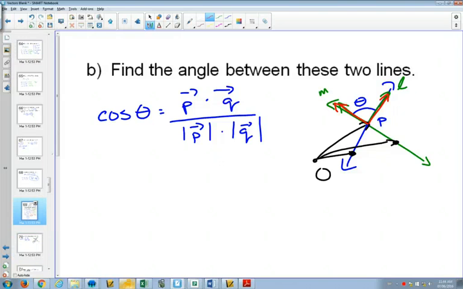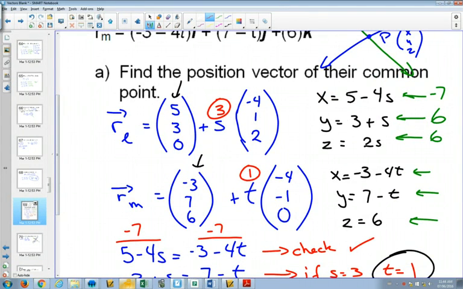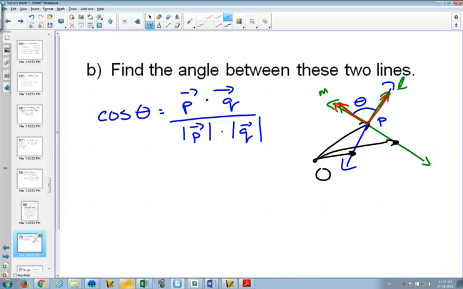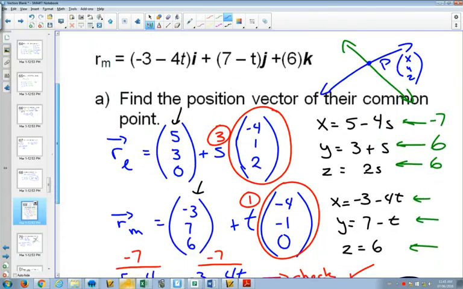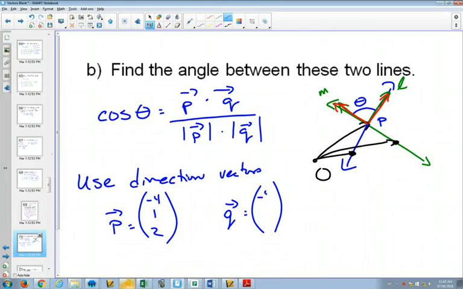What are those vectors, those red ones? Well, if we go back to our equation, these were our direction vectors. So we need to use the direction vectors. I'll say P is my direction vector for my first one. Q is my direction vector for my second one. P was negative 4, 1, 2. And Q, negative 4, negative 1, 0.